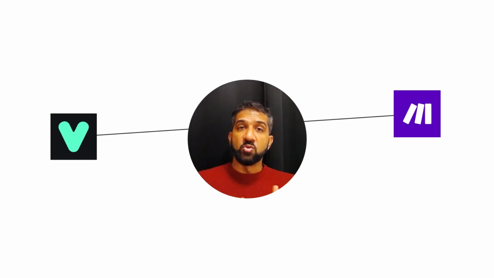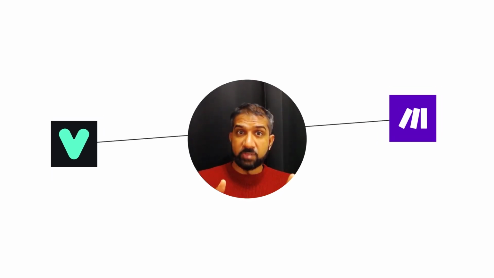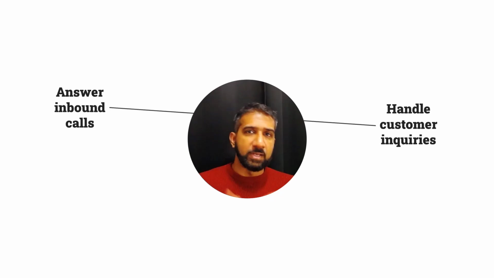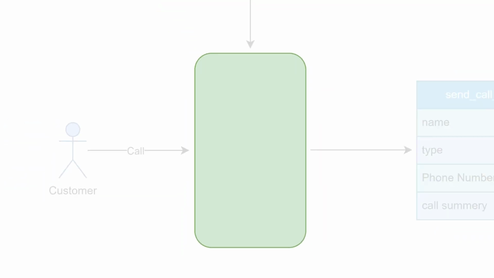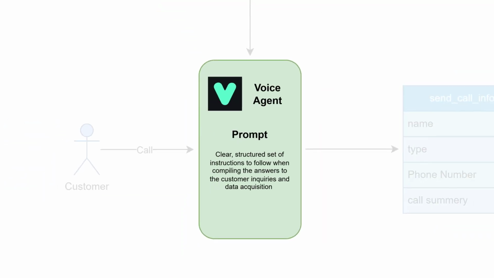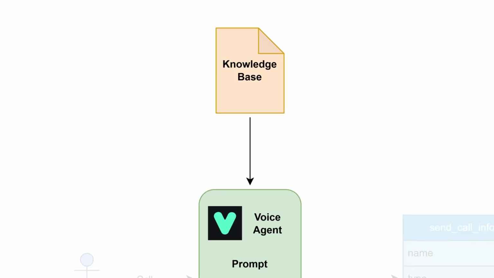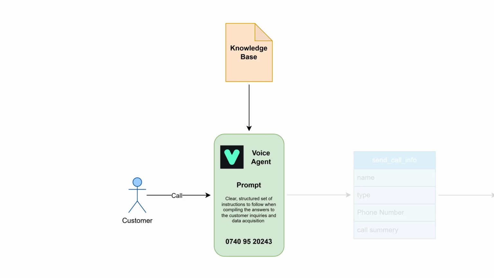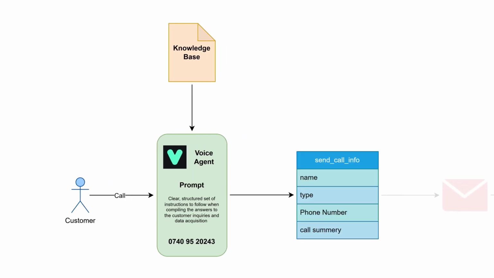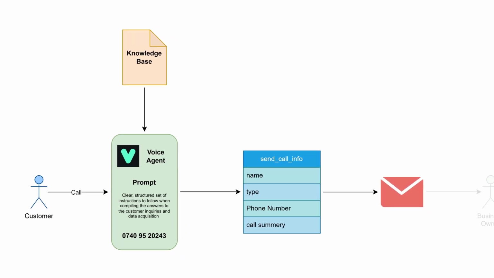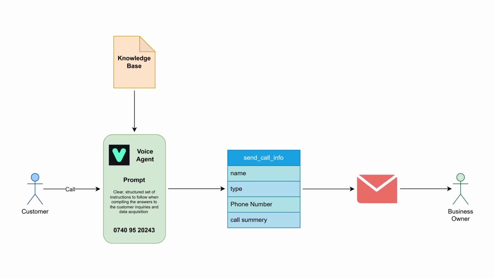By the end of this video, you'll be able to create an AI voice agent all by yourself to handle inbound phone calls and to handle customer inquiries. We will create a voice agent, feed instructions to it, assign a phone number, give it a knowledge base to refer to, and then answer the calls and capture information like the call summary, phone number, and the name. And finally, email the information to the business owner so he never misses a call.